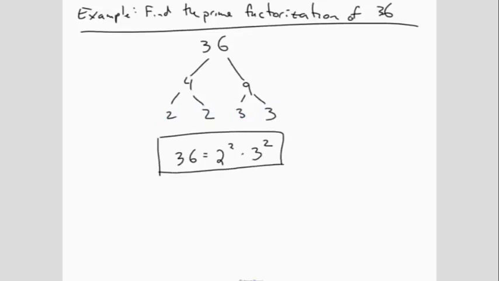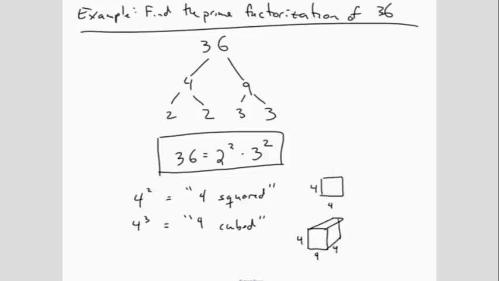Some exponents have a special way of saying them. For example, 4 to the second power can also be read as 4 squared, and 4 to the third power can be read as 4 cubed. The words squared and cubed refer to the geometric figures, and they correspond to the number of dimensions. A square is in 2 dimensions, and a cube is in 3 dimensions.